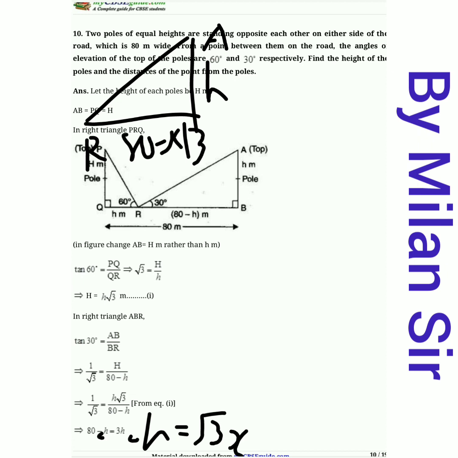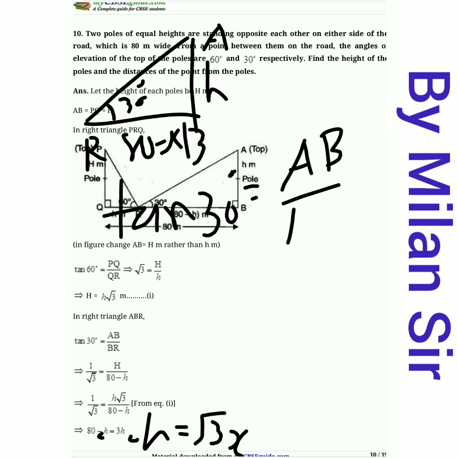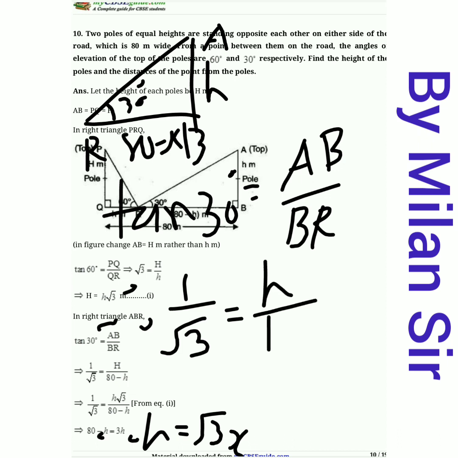So now again here's a 30 degree angle, right? One side h and one side 80 minus x. It is the opposite side and adjacent side. So again we use tan here. So tan 30, opposite side AB upon adjacent side BR. Now the value of tan 30 is 1 upon under root 3. AB is equals to h, upon BR is equals to 80 minus x.